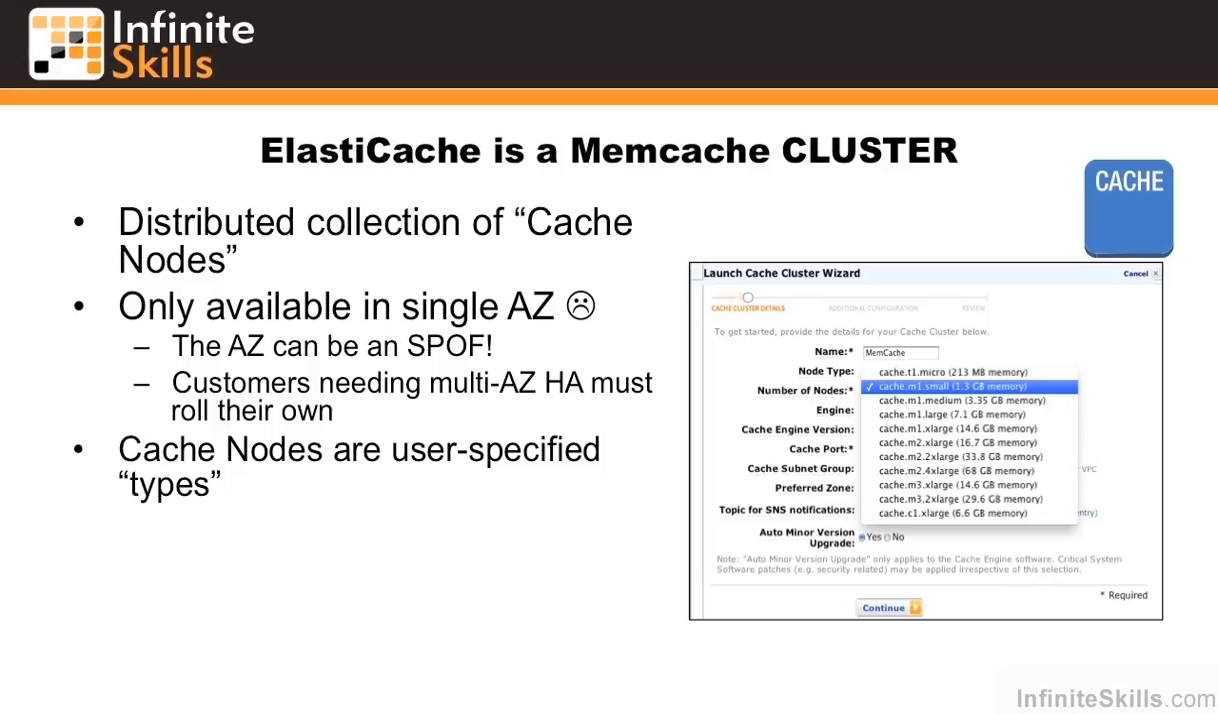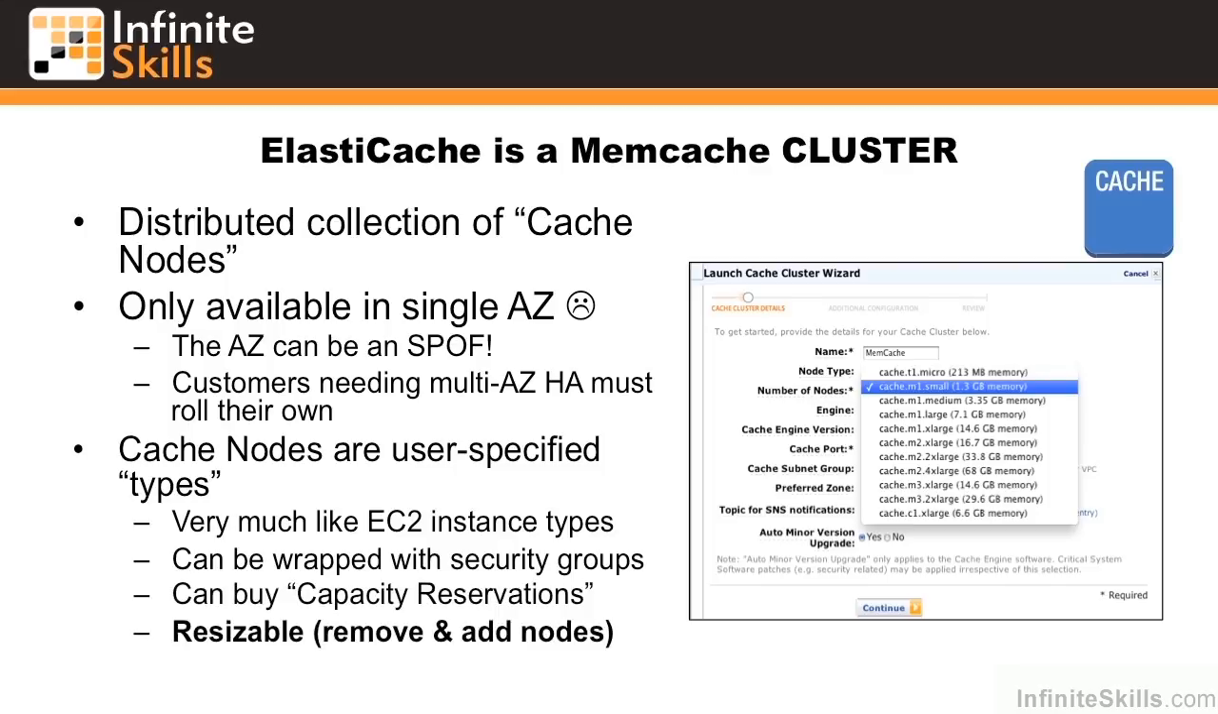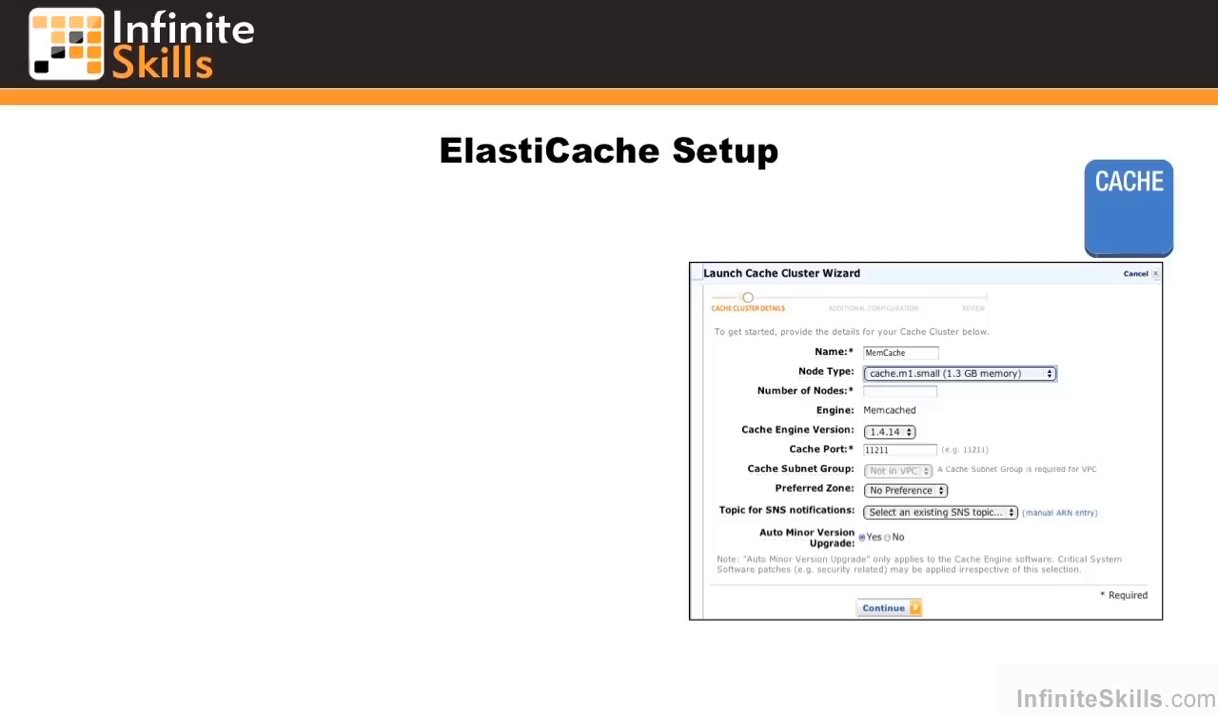Cache nodes are user-specified types, very much like EC2 instance types. They can even be wrapped with security groups, and you can buy capacity reservations for them. They're also resizable, which you can accomplish by removing a smaller or larger node and adding smaller or larger nodes.